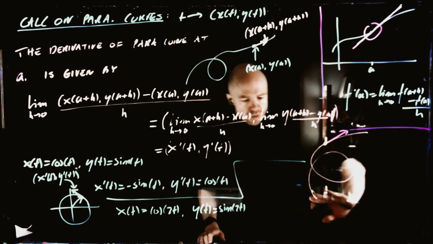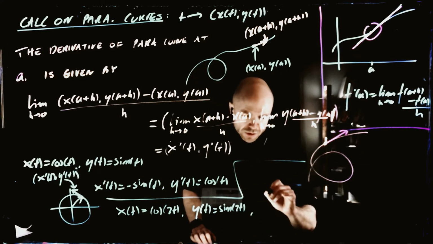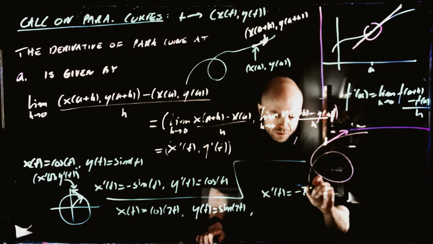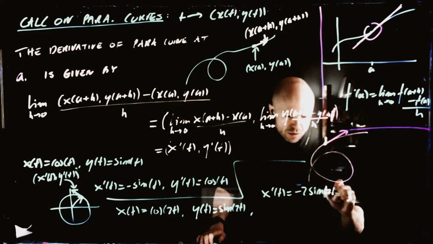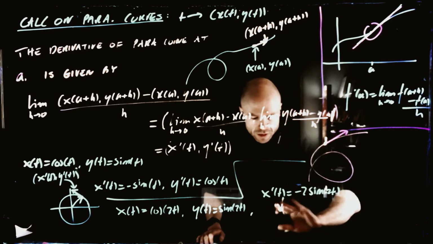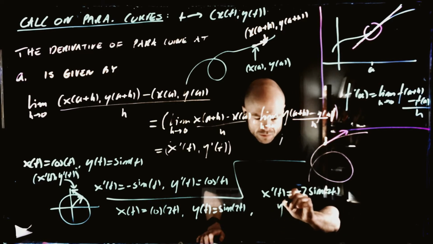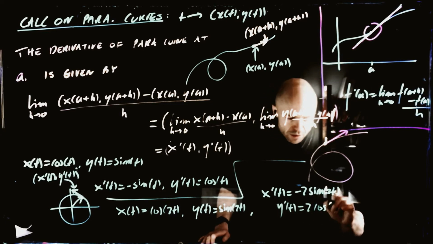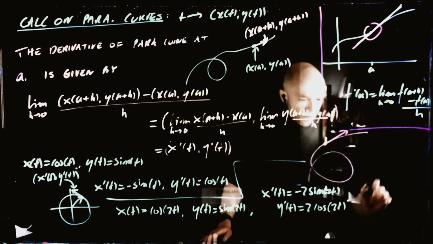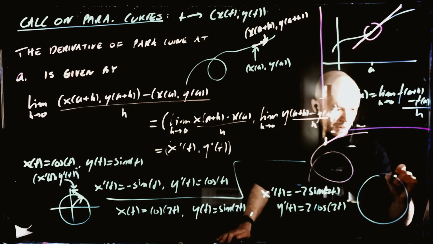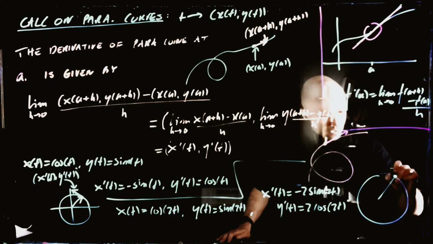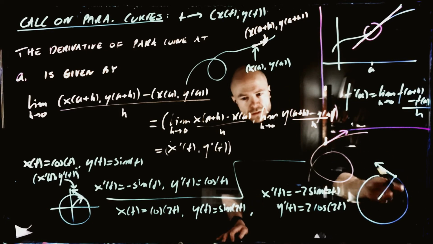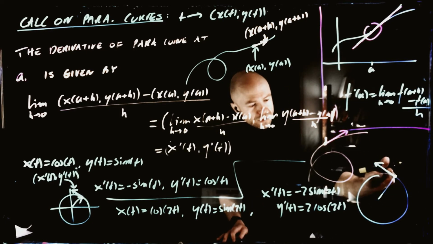And if we take the derivative, then x prime of t is equal to minus 2 sine of 2t, and y prime of t is equal to 2 cosine of 2t. So again, this thing has its derivative pointing orthogonally to it, because it's on the circle, so it's tangent to the circle.